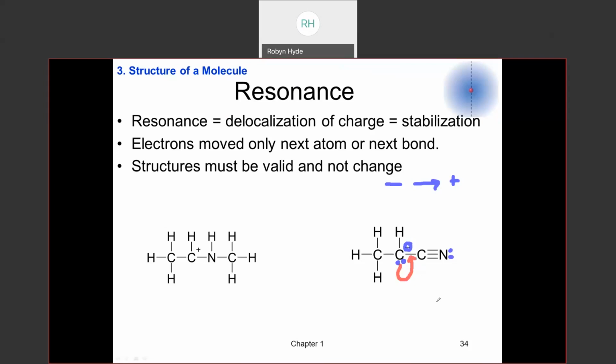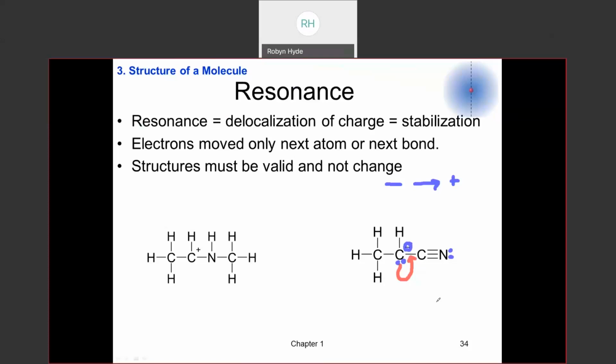How do you know if it's the atom? Great question. For those of you who are online, you might not have heard the question. The question was, how do you know if you move the electrons to the next atom or the next bond? We move to what's next. These are electrons on an atom, so then I'm moving them to the next bond.